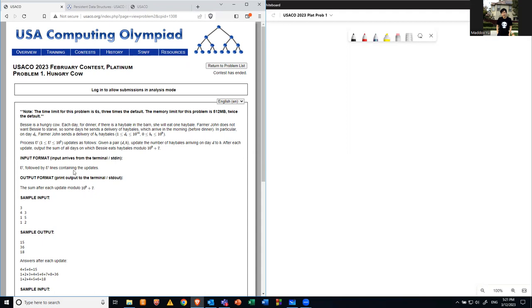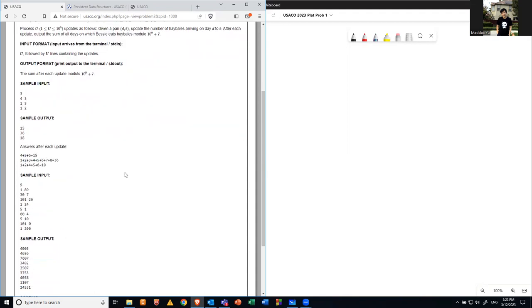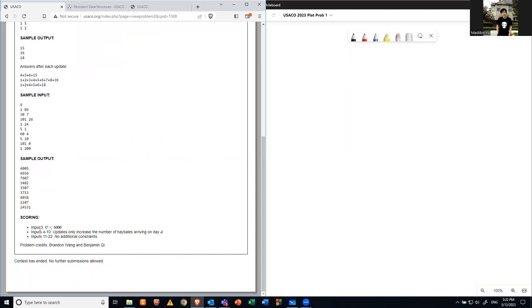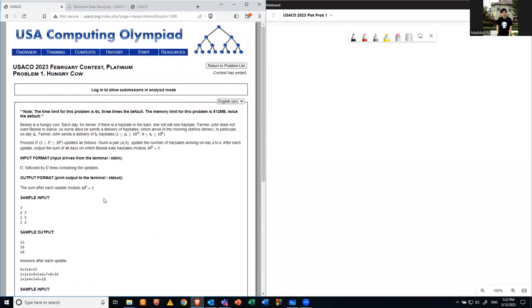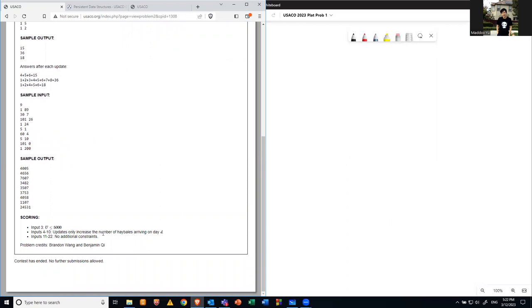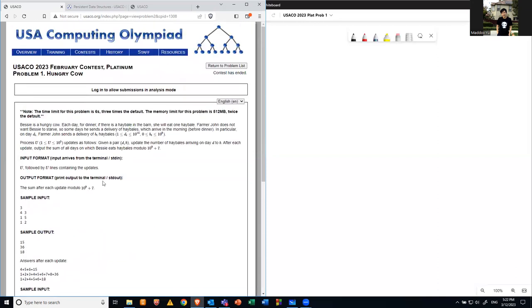So the question is, what is the sum of all the days Bessie can eat hay bales? And of course, modulo it by that. Then they give you two examples and some scenarios. Scenarios go from easy to most difficult. The first scenario is U is less than 5,000, where U is the number of updates, the queries. Number two is only increasing the number of hay bales each day. Number three is of course no restrictions. So this tells you there's something going on between only increasing, versus increasing and decreasing. They need a sum of all the days on which Bessie eats the hay bales.